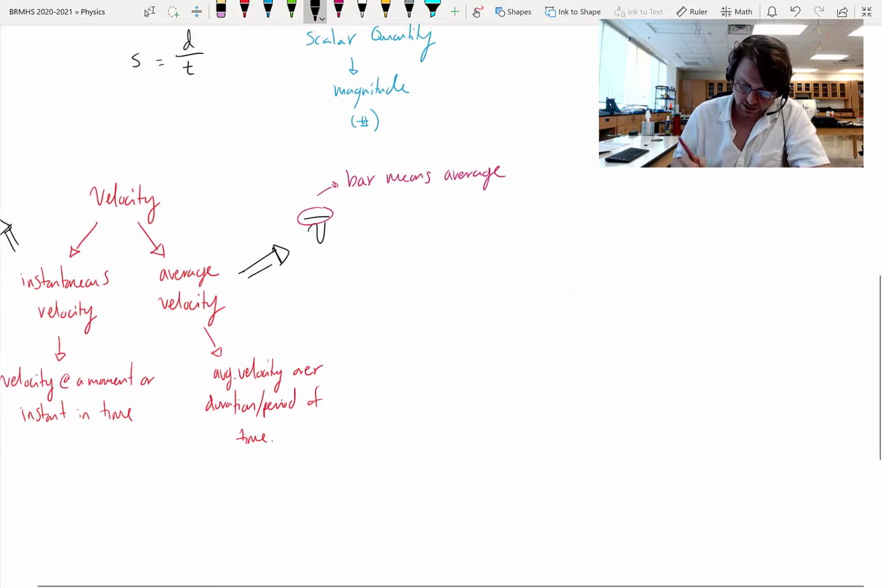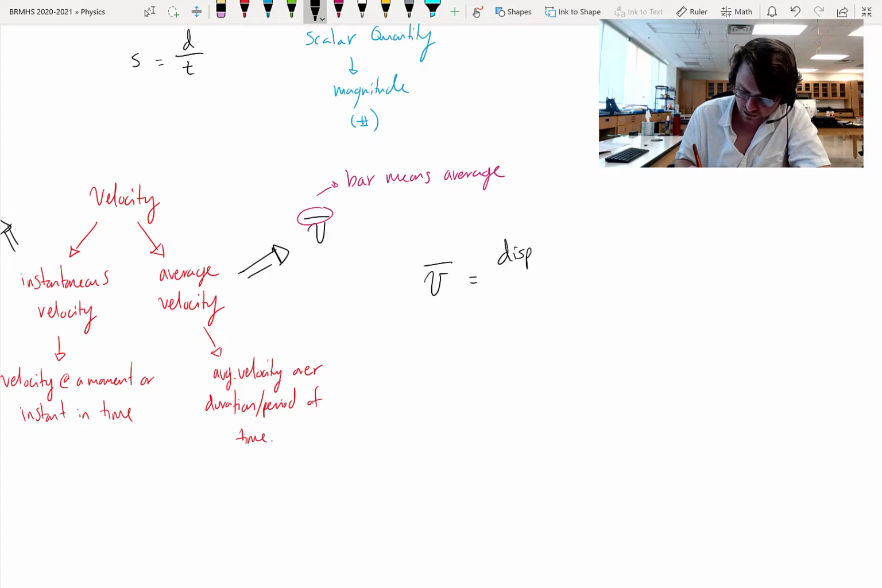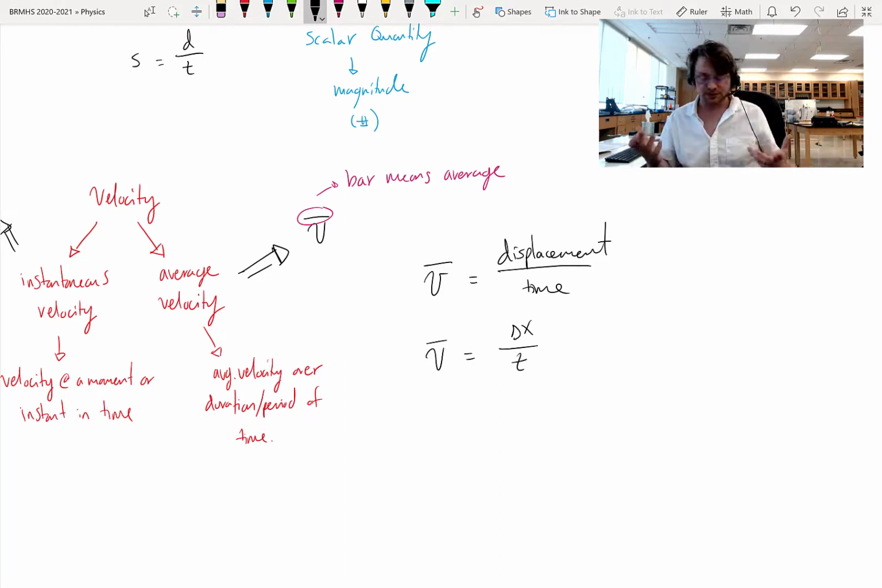So we'll say average velocity, V bar, which remember, usually we're not going to be writing the bar, is going to be the displacement, not the distance, but the displacement, the total change in position divided by time. So if we're in the x direction, that means average velocity could be delta x over t, or delta t if you want to write that, the total change in position divided by the total change in time that corresponds with those positions.